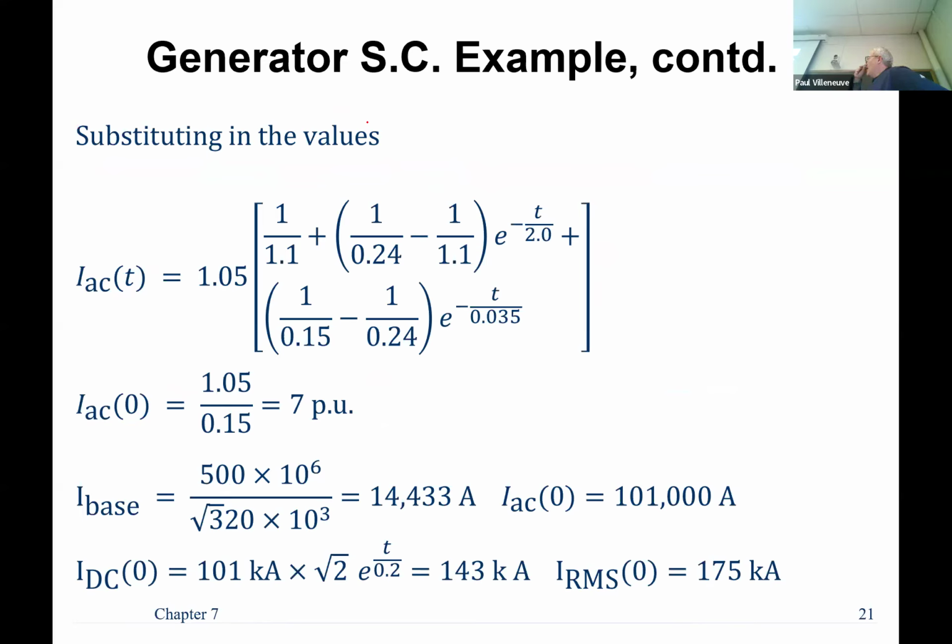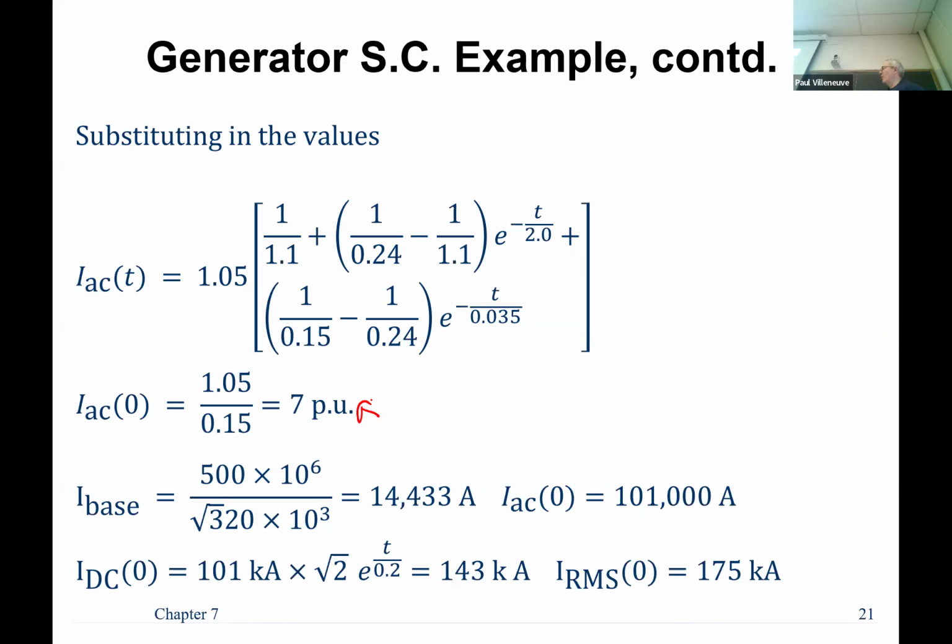Now we're going to plug in our T value. So this is going to be what the current is going to be, worst case, right? It is 7 per unit times the normal current. Normal current would be what it normally can provide. So if it's delivering 7 times the current, that generator is not going to last very long. If it's a 500 MVA generator, then I can go ahead and calculate what the base current needs to be, 14,000 amps. And then the initial current for a fault occurring is going to be just over 100,000 amps.